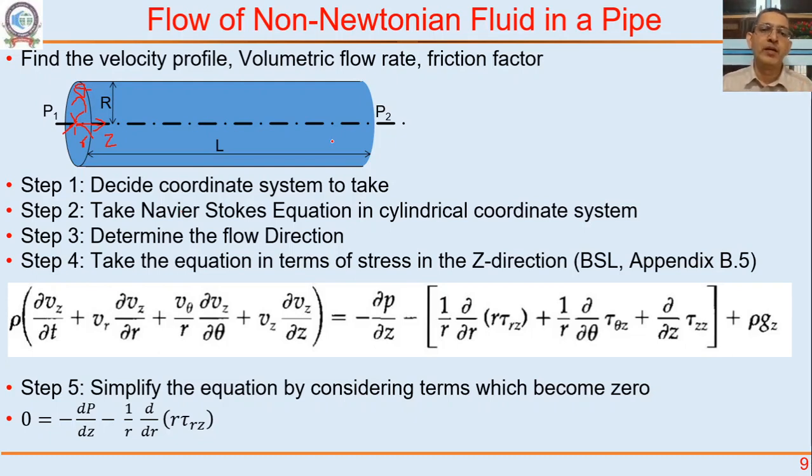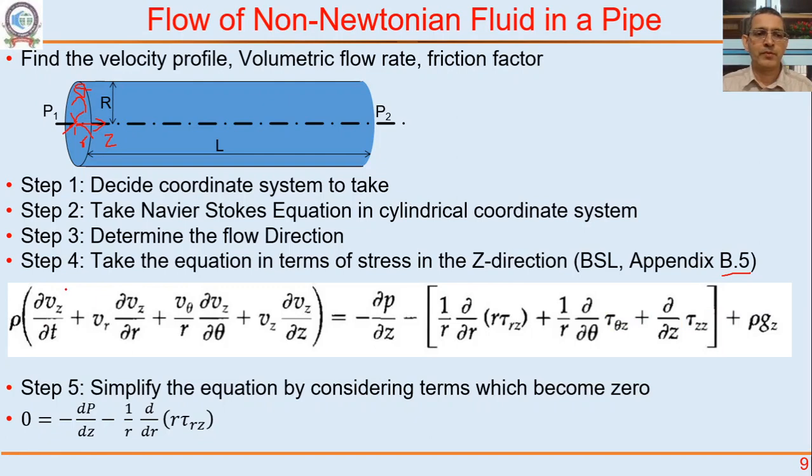But now we are not going to take the Navier-Stokes equation. We are going to take the equation of motion in terms of the stress terms. We are not writing in terms of viscosity terms because it is a non-Newtonian fluid. Okay, so use Appendix B.5 properly. That gives you the equation of motion in terms of stress terms. Okay, use that. Now simplify.